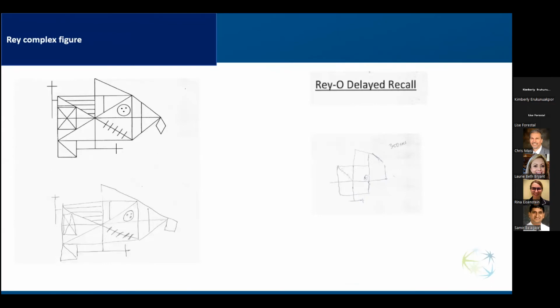So this is the copy of the figure. You could see when he had the figure in front of him, he copied it really nicely. But when I turn the page and ask how much he remembered, the delay, one minute after, he really didn't remember a lot. And I didn't put the picture of the immediate recall, but it was really bad too.